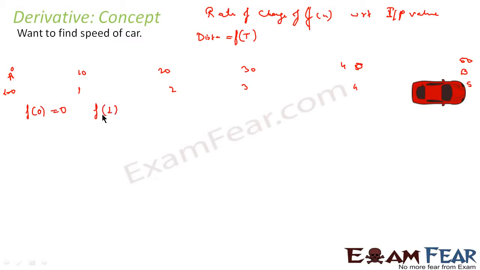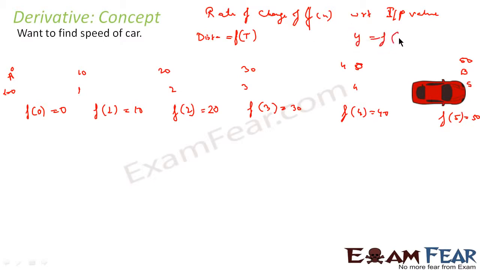f of 1, this is the function which takes time as input and gives distance as output. The distance was 10, correct? At t is equal to 2, the distance is 20. Similarly, at t is equal to 3, the distance was 30. At t is equal to 4, the distance was 40. And at t is equal to 5, the distance was 50. So this is the function I have, where I just give the input as time and I get the distance covered. This is of the form y is equal to f of x.